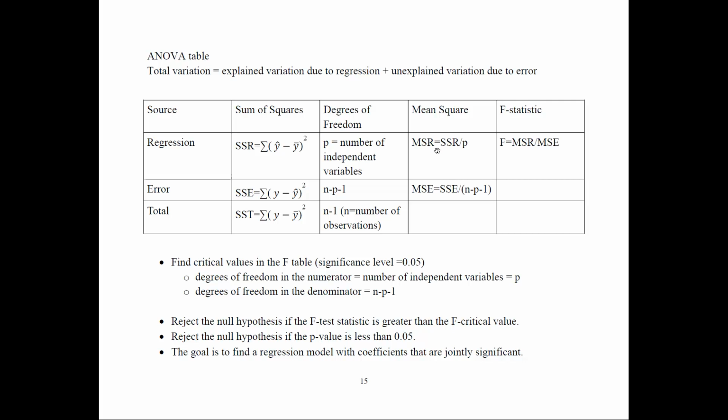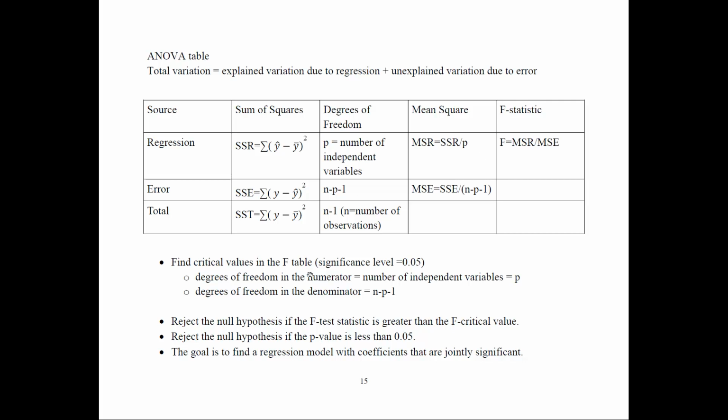So the mean square regression would be equal to SSR, this value, divided by p, and MSE would be equal to this one divided by this. And the F statistic would be equal to MSR divided by MSE. So that's how we come up with the F statistic. So once we have this F statistic, again, you need to look up the critical value in a table, or you need to look at the p-value for that test, and that will tell you our conclusion.